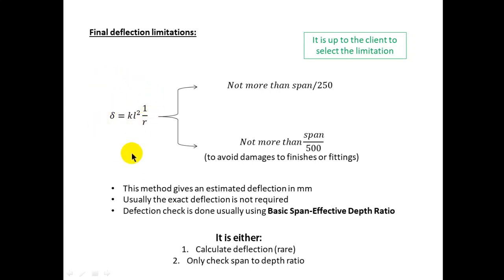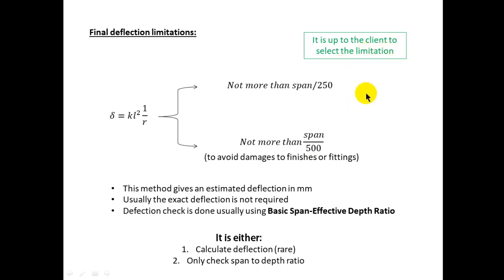If you do so, the process is a bit lengthy and gets tedious. It's not that difficult, but it takes time. We have to go through the uncracked section, the cracked section, and consider shrinkage and creep. Then once you get the long-term deflection in millimeters, you compare it with span over 250, or if you want to avoid any damage to your finishes or fittings, you compare it with span over 500. And that's up to the client.